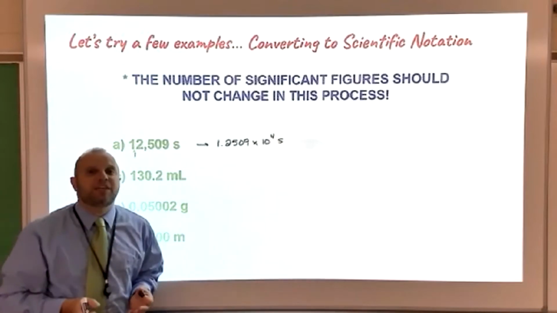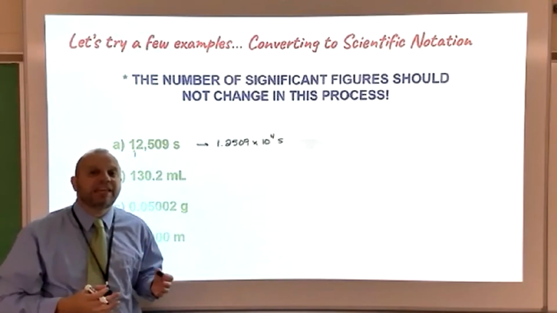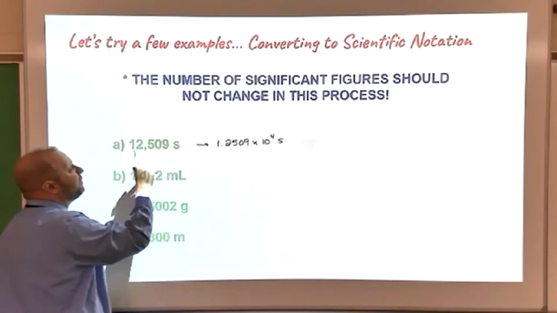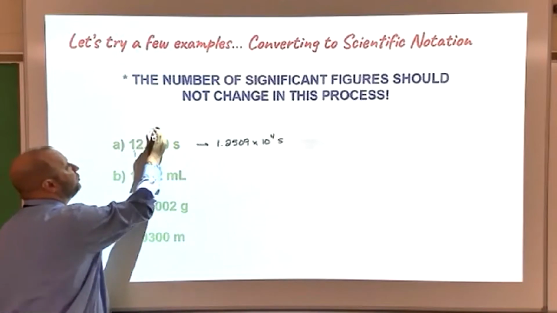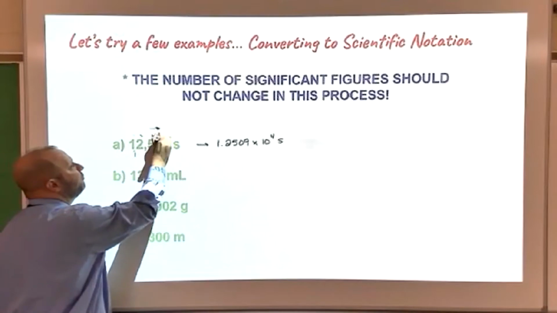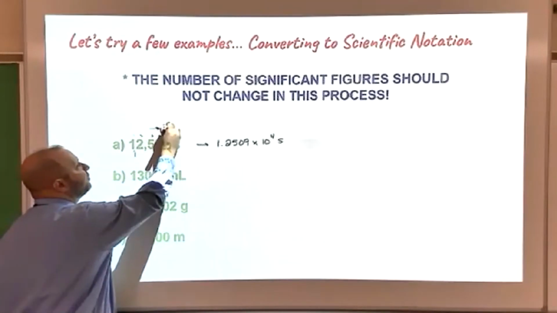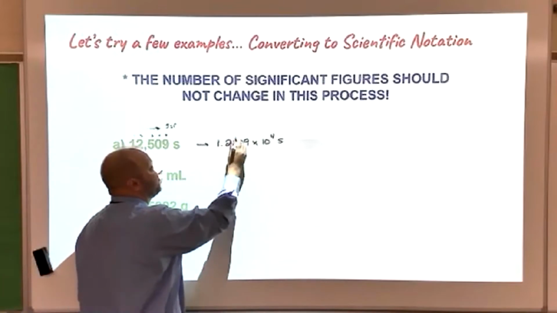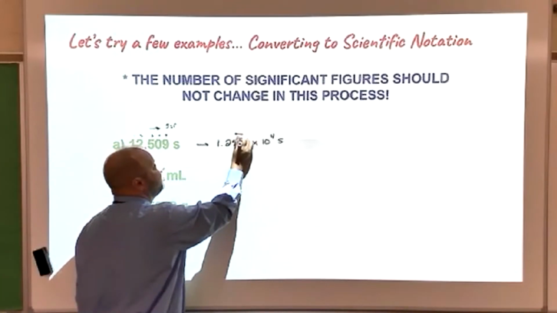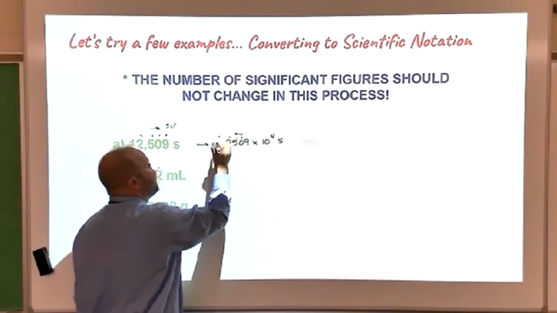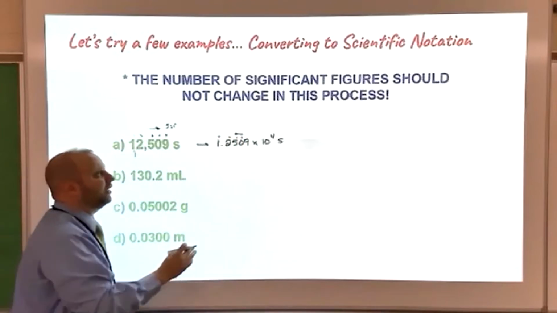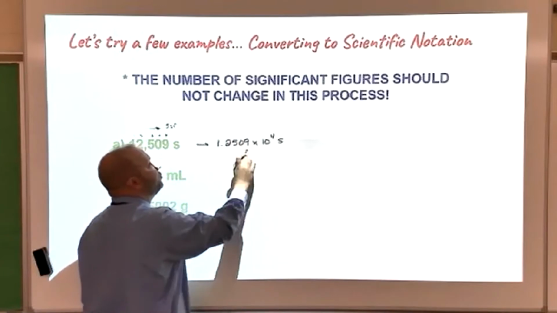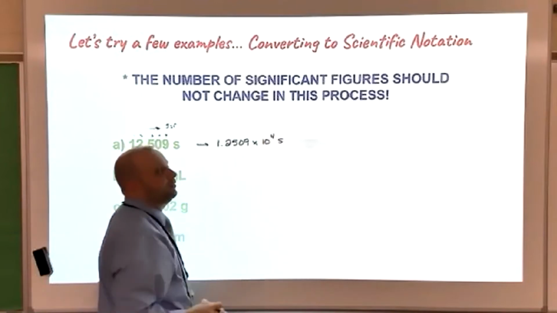Now, I mentioned significant figures. That should not change as you go through this process. So this number right here, 12,509, we would count in this direction, 1, 2, 3, 4, 5. So this has 5 significant figures. And our answer here, now it's a decimal, so we have to count in this direction, 1, 2, 3, 4, 5. We still have 5 significant figures. So our final answer is going to be 1.2509 times 10 to the 4th seconds.